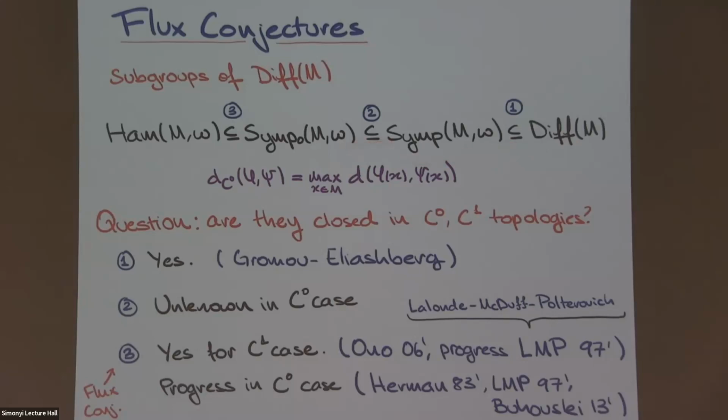Now, the second inclusion here, looking at the path-connected component of the identity, well, if we knew that Symp is locally path-connected in either of these topologies, then, well, it's a connected component, so it's closed. So if you can show that in particular, it would imply that it's closed. So the C1 case, that is true.